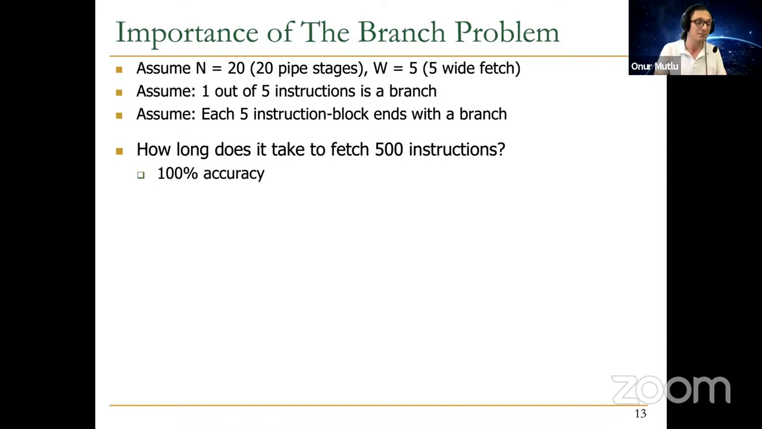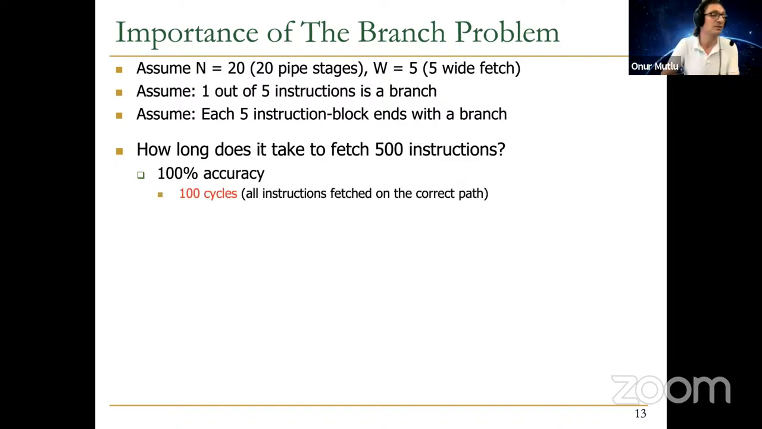If the branch prediction is 100% accurate, I have 500 instructions. I don't care about the branch, because it's always accurate branch prediction. I don't have any delay, if you will. So basically, I'm fetching 5 instructions per cycle, and I have 500 instructions, meaning that I should be able to fetch all of them in 100 cycles, because all instructions that I fetch are on the correct path, right? Okay, so this is easy, hopefully.